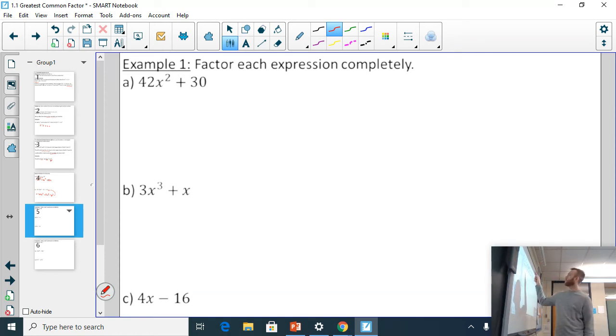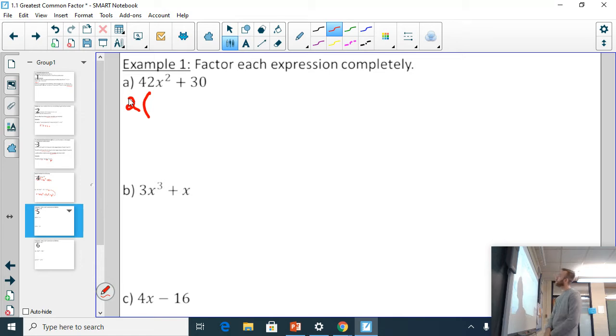So what I'm asking is, what is the biggest thing that can go into both 42 and 30? And maybe I don't know it off the top of my head, but I'm looking at that and I'm like, well, I know 2 comes out of both of them, right? So let's take out a 2. And then do we have any x's? Well, this one has x's in the first term, but the second term doesn't have any x's. So let's just do that first.